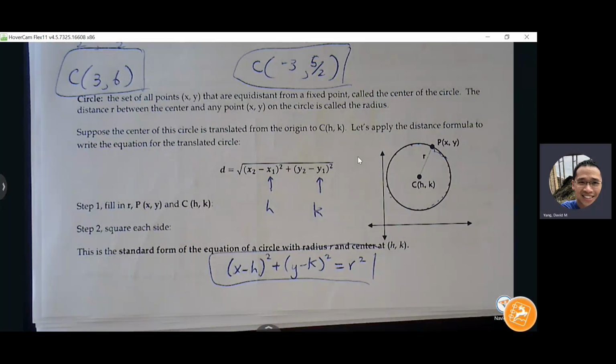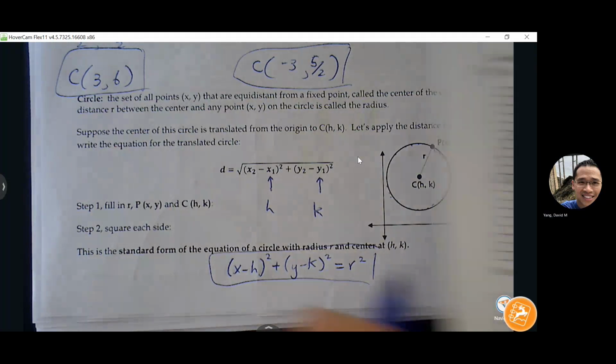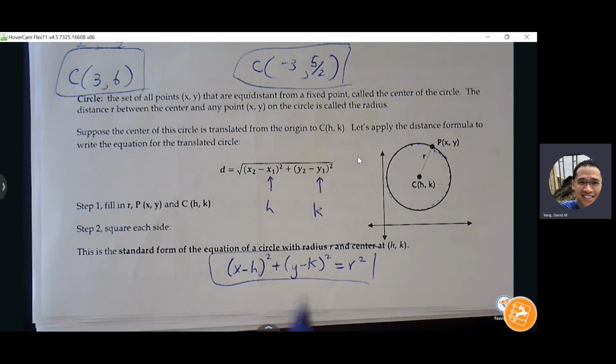Okay, so H and K is going to represent the center of the circle. X and Y is any point that lies on the circle, or all the points that can live on the circle. And then r squared is your radius squared. So that's our equation of the circle, and we'll be using this as we build our equation or graph our circle. All right, let's go to the next page.